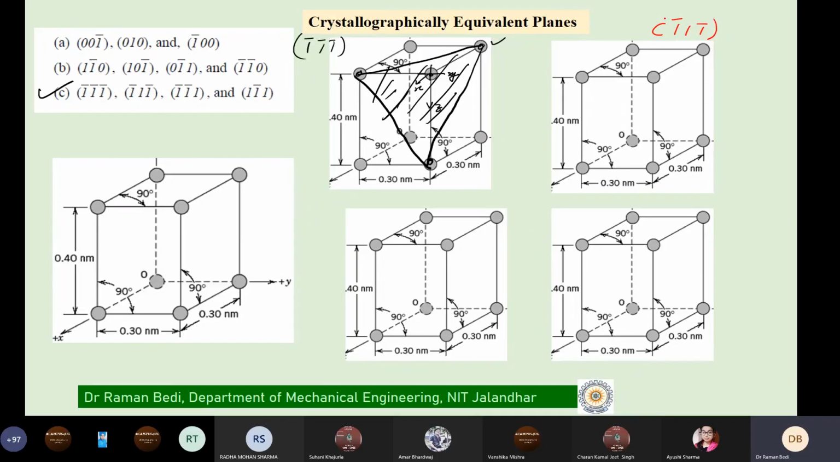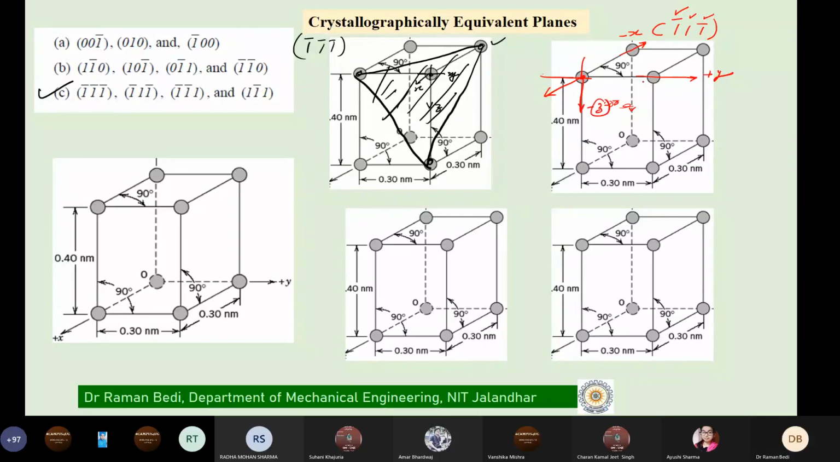Otherwise, the construction will become difficult. So again, I choose the origin so that I have the intercept of -1 on x, +1 on y, and -1 on z. So we select the origin here now, so that this can be shown in this unit cell. So this is -x, this is +y, and this is -z.